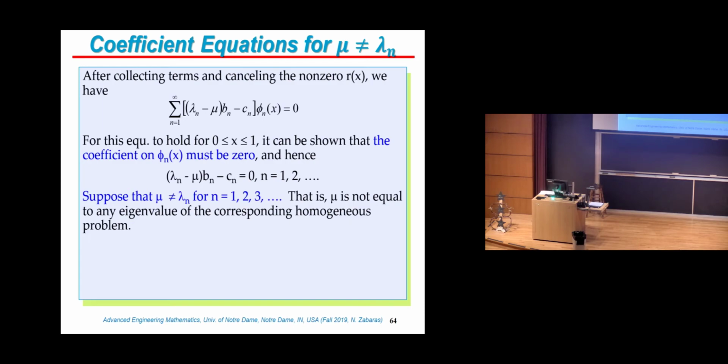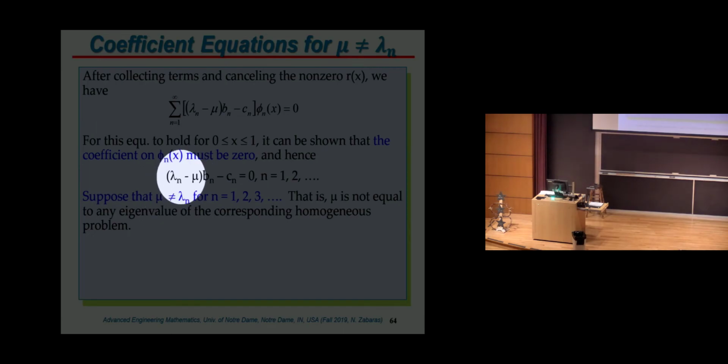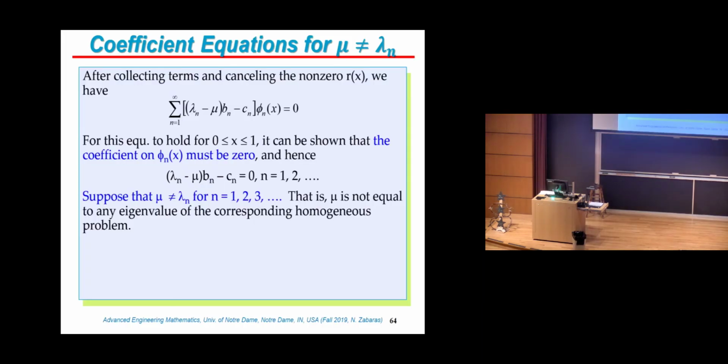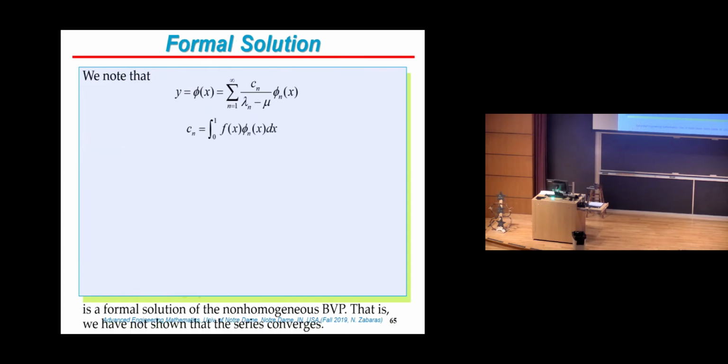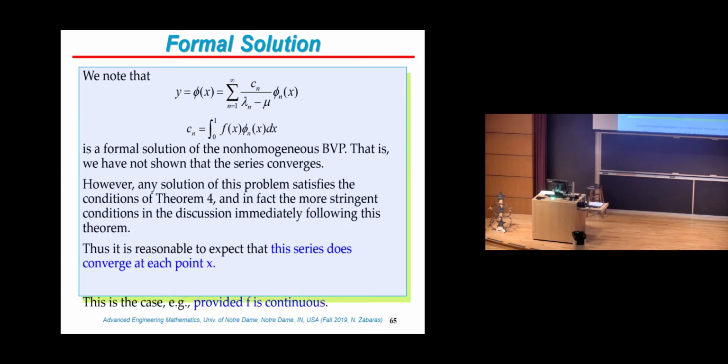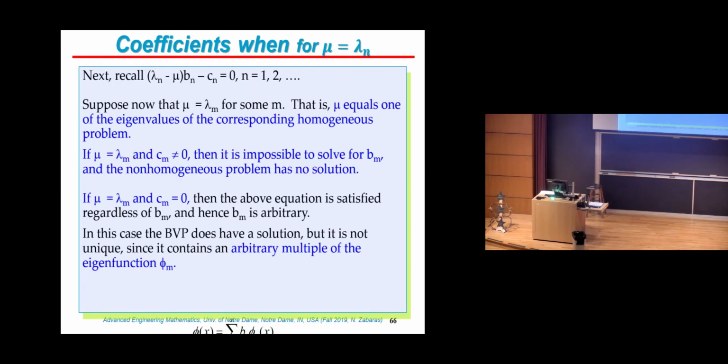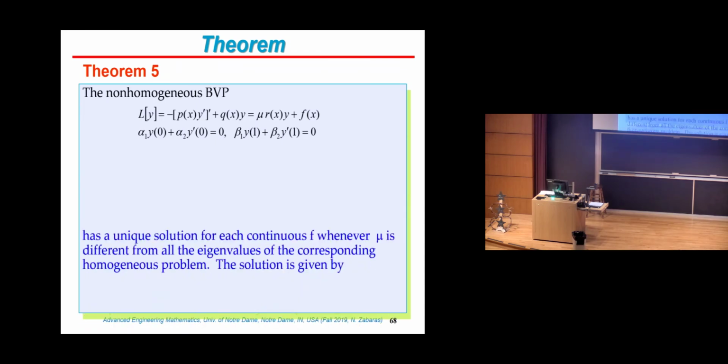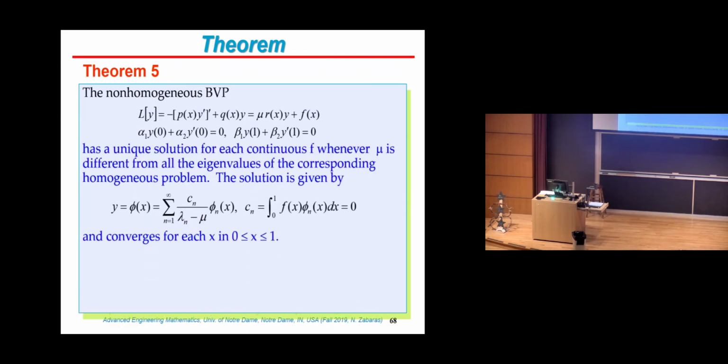Now, if it happens that lambda n is equal to mu, but Cn is not equal to 0, then basically you have no solution at all. Okay? So, summary. Here is everything you need to know. And actually, let me see where my nice theorem is. Theorem. Okay, here it is.